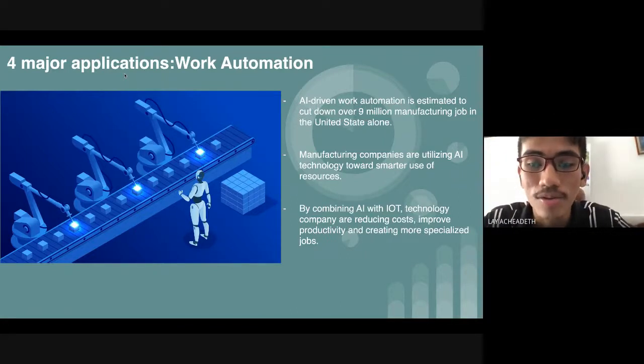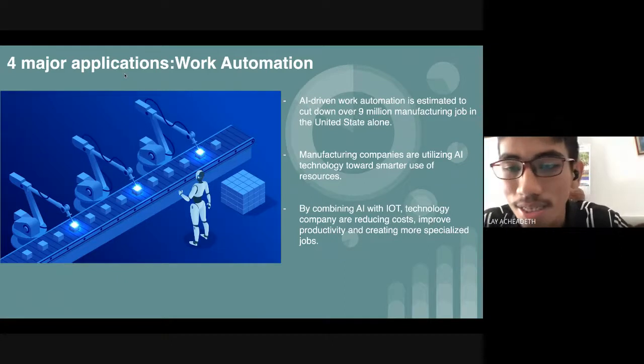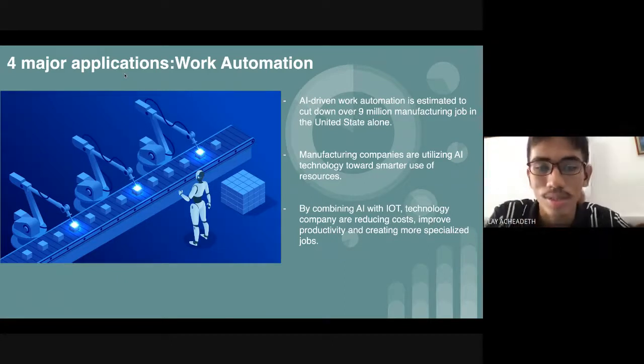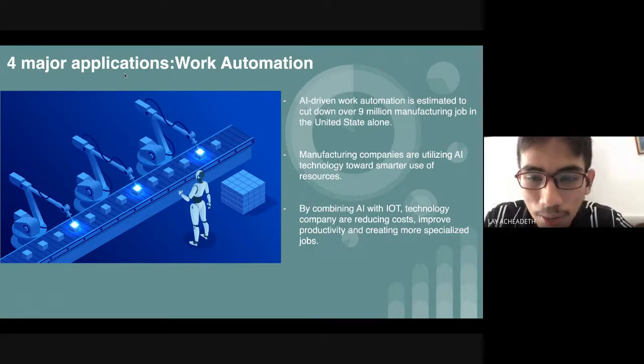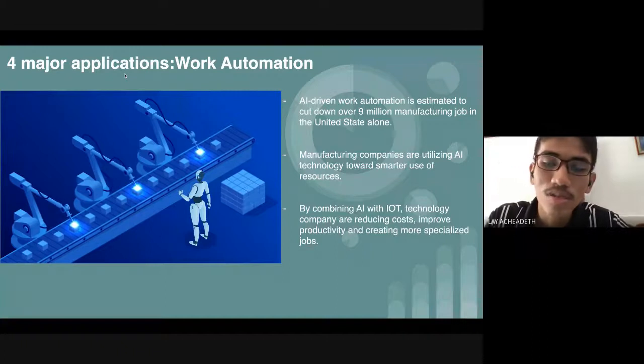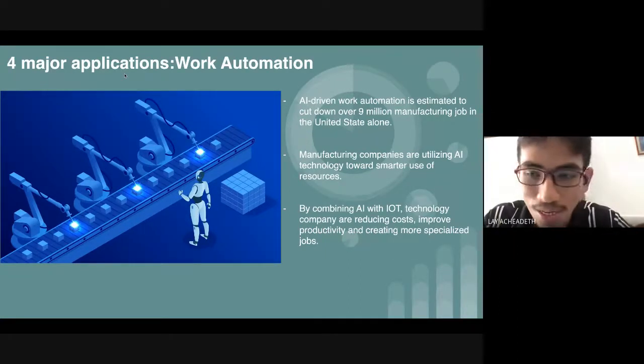And yep, manufacturing companies are utilizing AI technology towards smarter use of resources. Yep, manufacturing companies do that in order to minimize their production costs and increase their productivity. And I have explained many of those things already, so I'm not gonna go any further. Yeah, and by combining AI with IoT, technology companies are cutting costs, improving productivity, and creating more specialized ideas. Well, I have mentioned it previously, so I hope you guys understand.